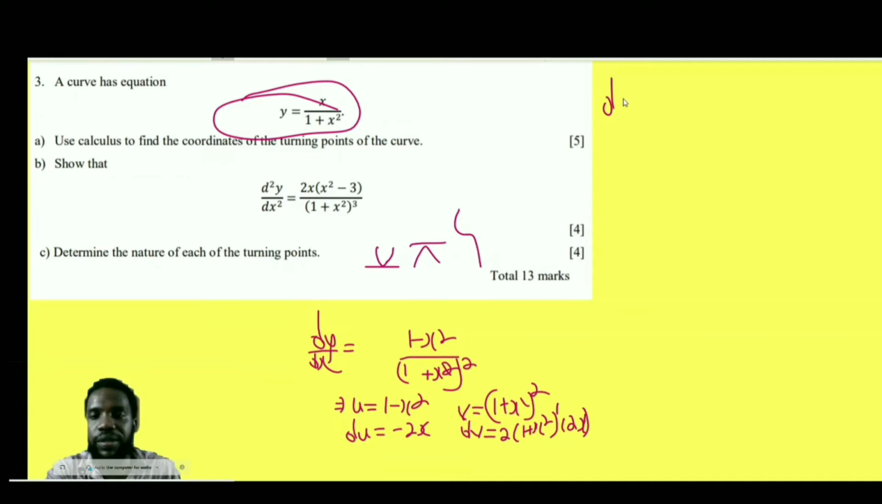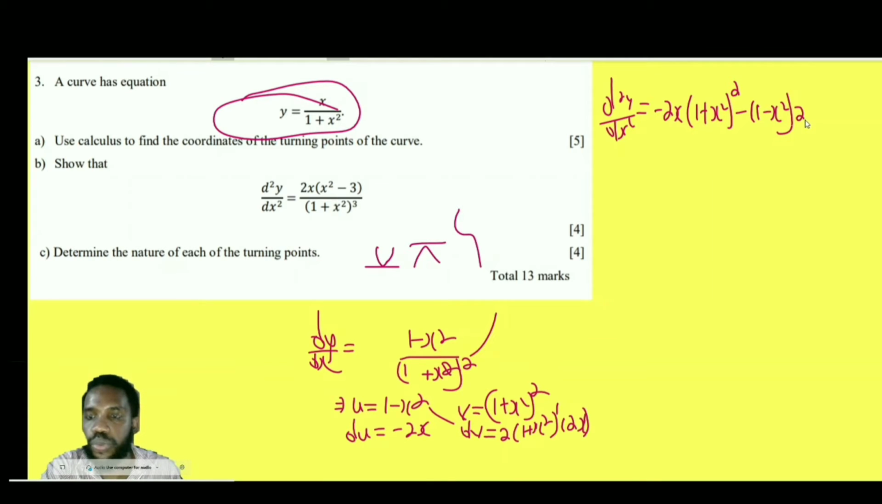Alright, let's put it together now. So d squared y over dx squared is going to be equal to, you know the rule, right? We go this direction first. So I'm going to have negative 2x multiplied by 1 plus x squared all squared, minus, and then you're going to have this times this. So I'm going to have 1 minus x squared times 2, open bracket, 1 plus x squared, times 2x all over v squared.